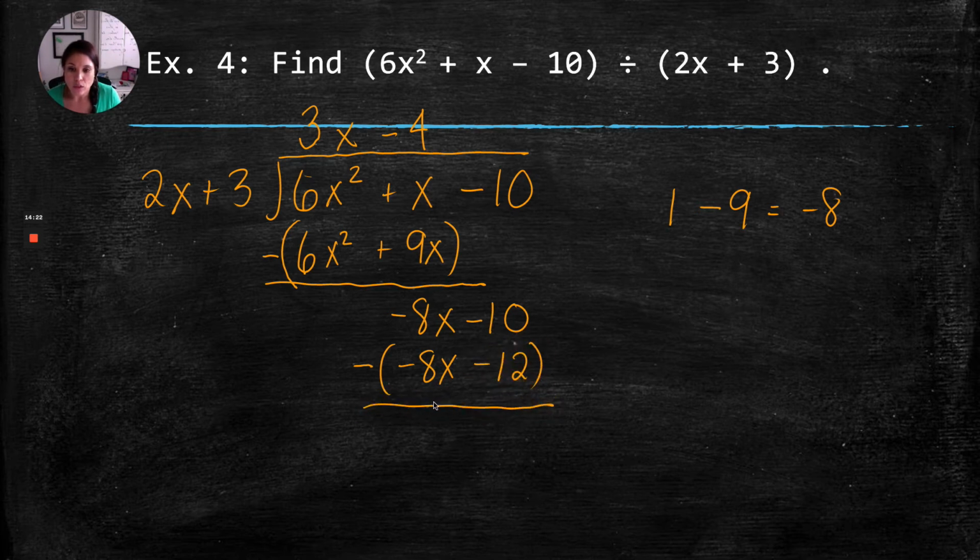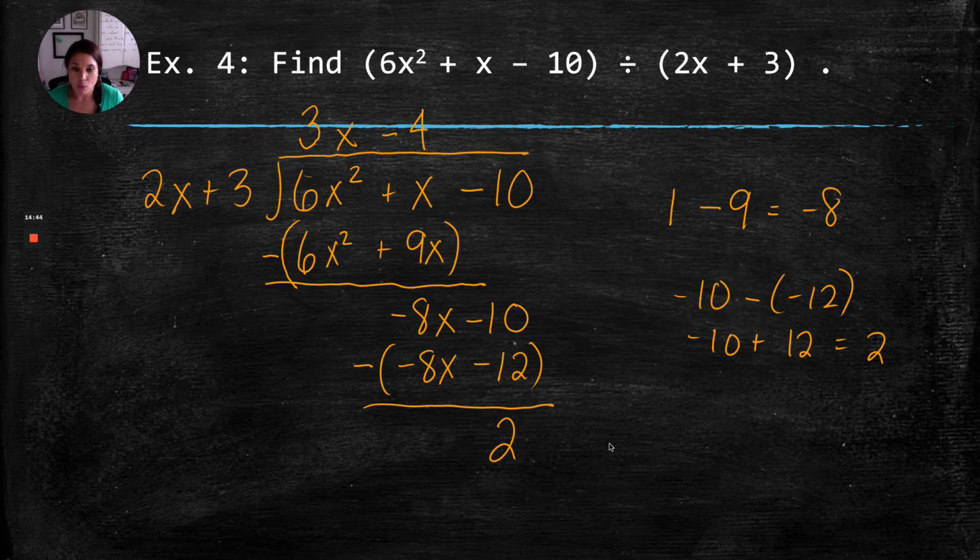This cancels out to become 0. And then I have negative 10 minus a negative 12. You know that this turns into addition, and I have 2 as a remainder. Now, no longer are you going to write r or a remainder working with polynomials. So your answer is going to be 3x minus 4.